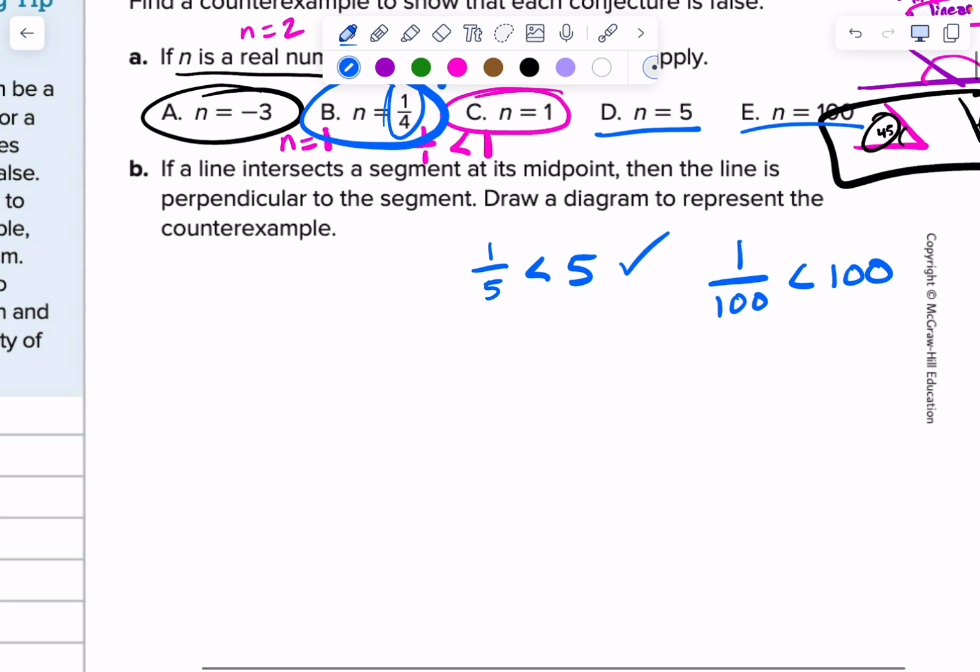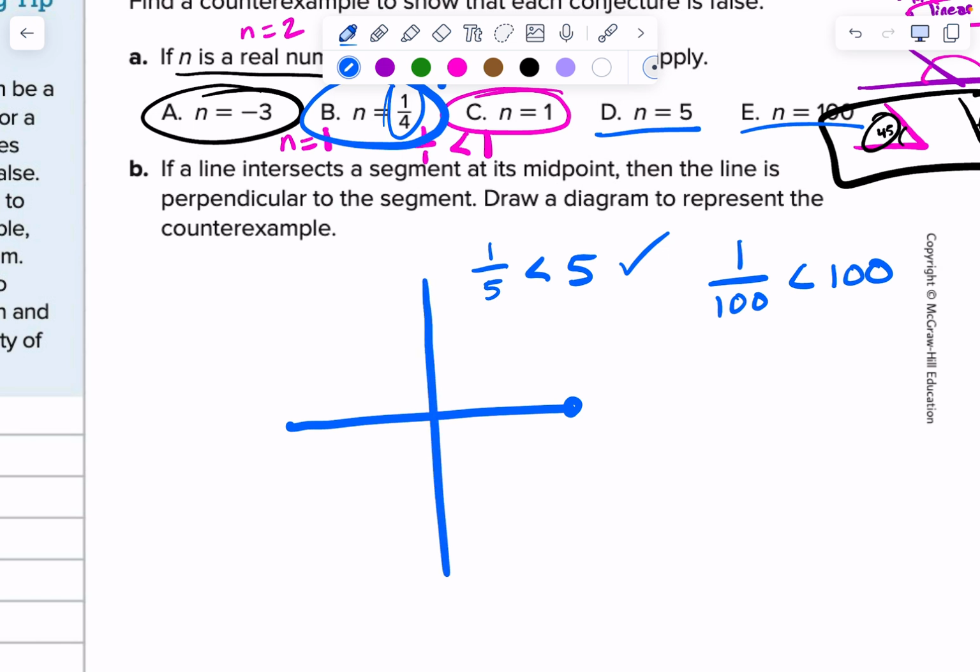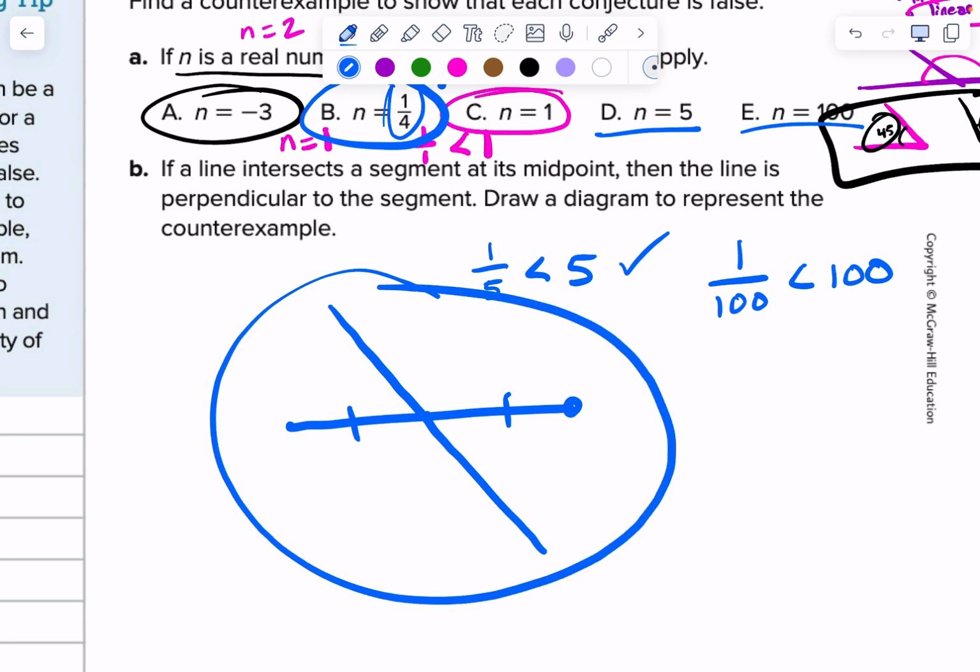If a line intersects a segment at its midpoint, then the line is perpendicular to the segment. Okay, here's my segment, and I have a line that's cutting that in half. Do those things have to be perpendicular? This one is perpendicular. But does it have to be perpendicular if it's cutting it in half? No. How about like this? Is that cutting this segment in half? Yeah, but it's not perpendicular, right? It's not 90 degrees. This is my counterexample. That's a drawing. That's a counterexample. Make sense? That was part B.